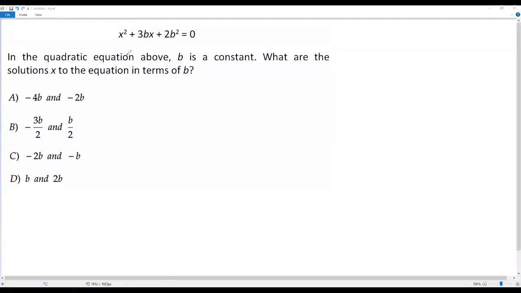Here we have a SAT math question. Okay, let's go with the information. Here we have a quadratic equation, that is x squared + 3bx + 2b squared = 0. In the quadratic equation above, b is a constant. What are the solutions x to the equation in terms of b?